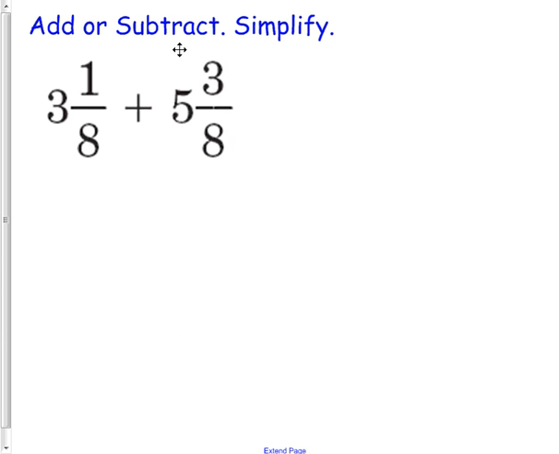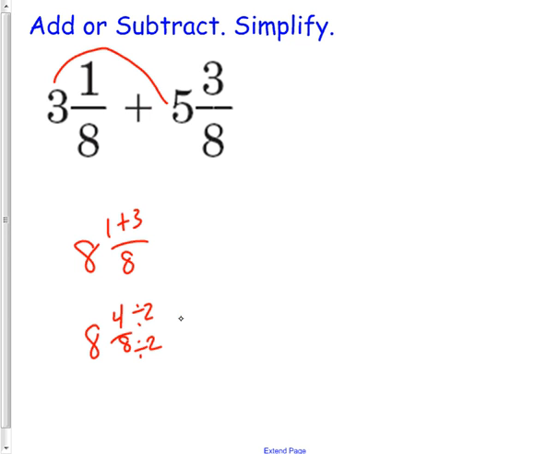Again, add or subtract and then simplify. So here I do have a common denominator and I'm adding, so I can go ahead and add my whole numbers to get 8. And then I can rewrite my numerator 1 plus 3 all over 8. And that's going to give me 8 and 4/8, which I can divide both of those by 2. And that would give me 8 and 2/4, and I can divide it by 2 again. And that would be 8 and 1/2.